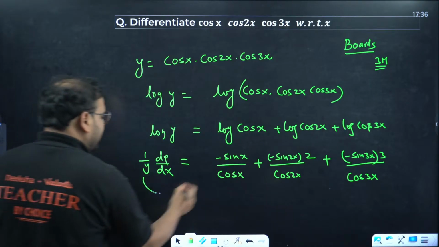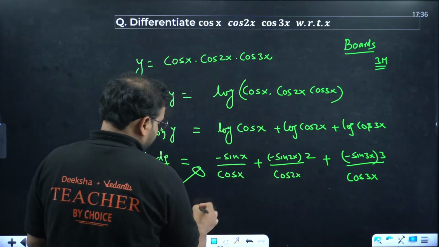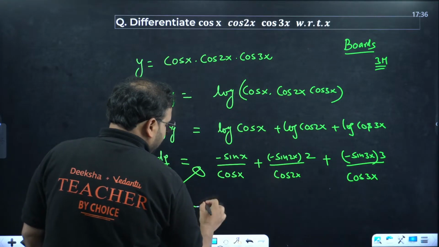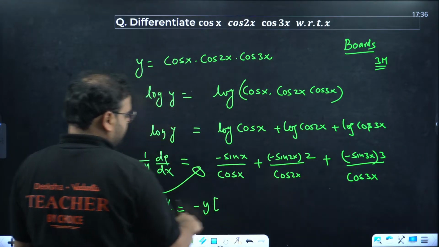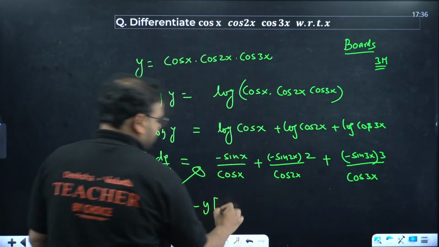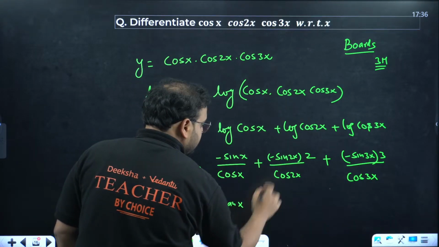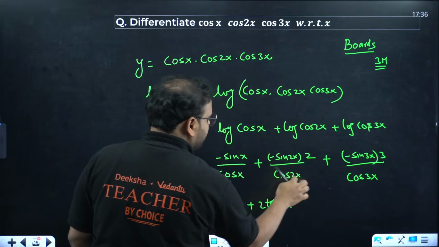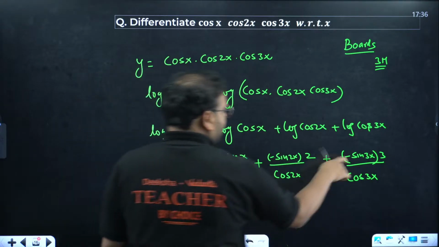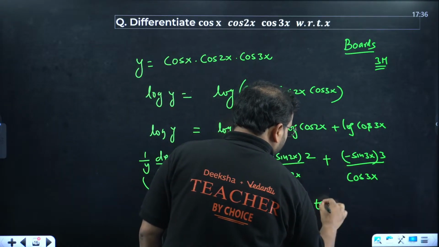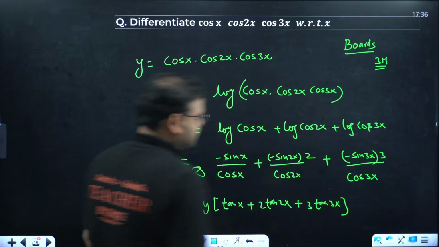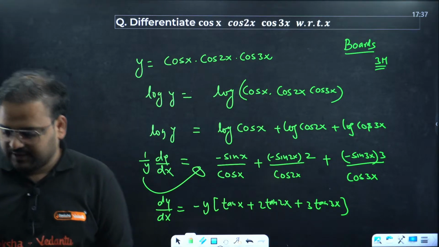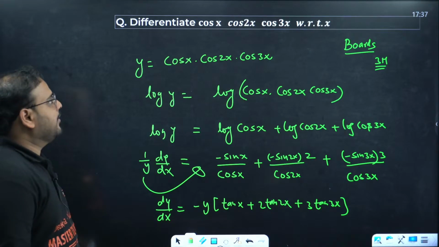Move y on this side. This will become tan, right? So if you have to write it, write this answer: minus y times of, check this out, this will be simply tan x plus 2 tan 2x, because sin 2x by cos 2x is tan 2x, plus 3 tan 3x. Right?